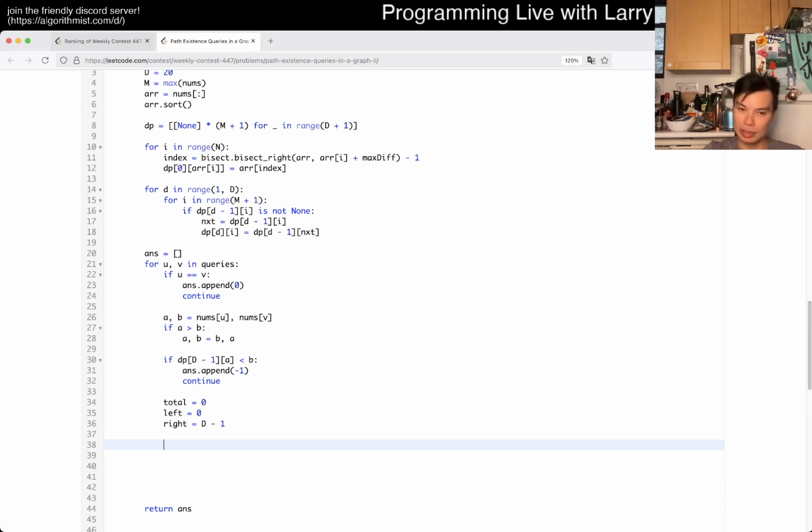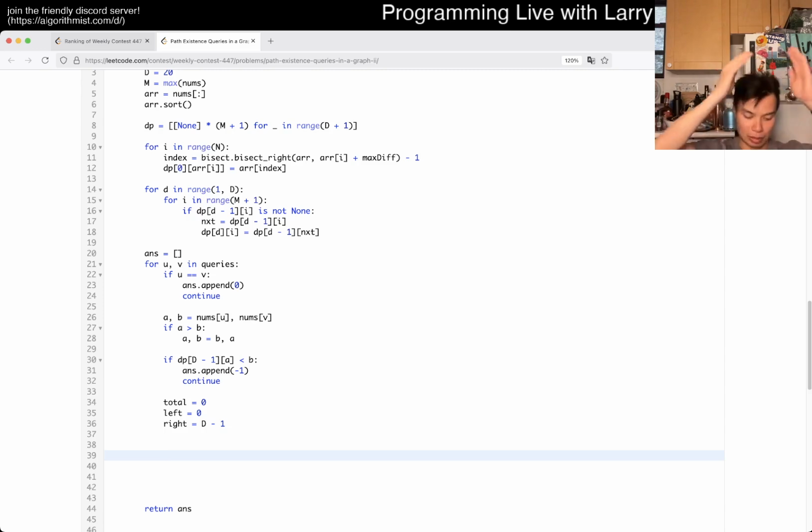And then the idea here is, okay, so you have the search space, and you know that it's possible, so you want to ask if it's in the first half or not, right? So okay, maybe that's how I should have done it.